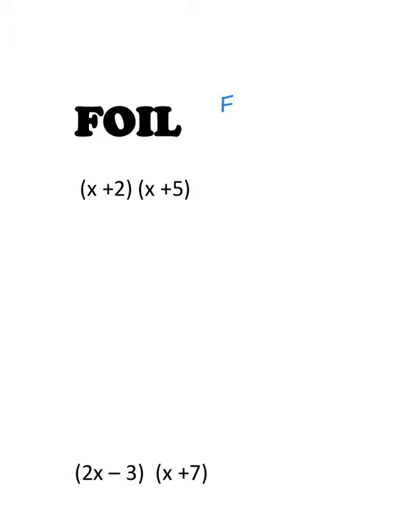And FOIL stands for first, outside, inside, last. FOIL, F-O-I-L. First, outside, inside, last. All right, so let's start with first. So first is multiplying the first two numbers of each binomial.